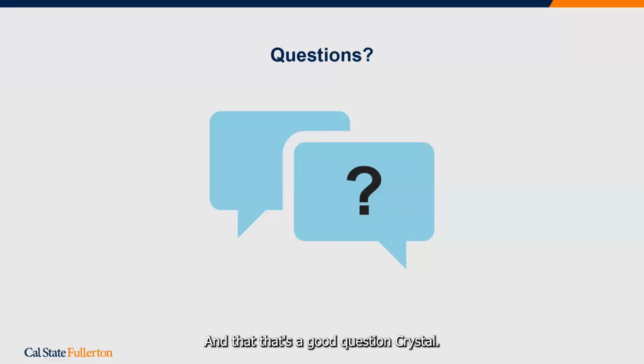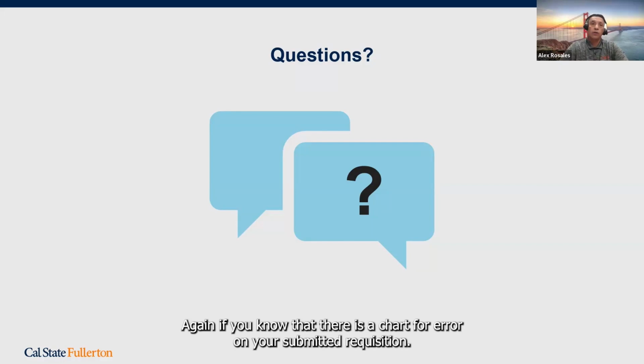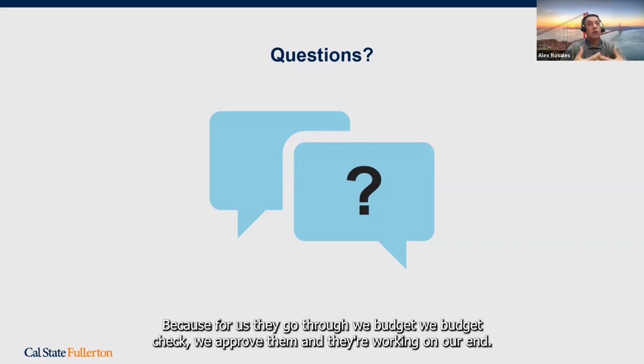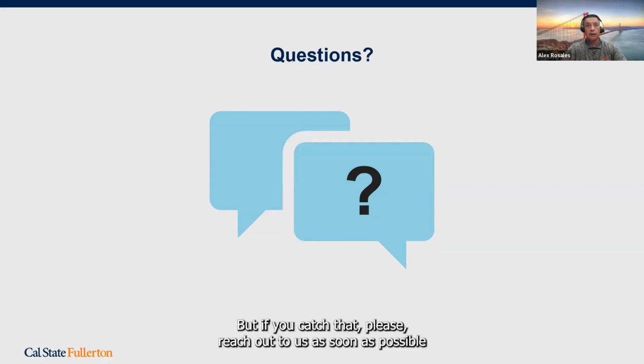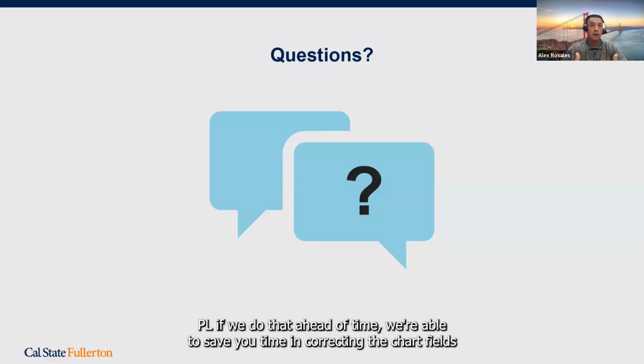Thank you, Alex. And that's a good question, Crystal. That goes for everyone who's on the call here. Again, if you know that there is a chart field error on your submitted requisition, because for us, they go through, we budget check, we approve them, and they're working on our end. But if you catch that, please reach out to us as soon as possible so that we could make those changes on the PO before any financial transactions happen on that said PO.